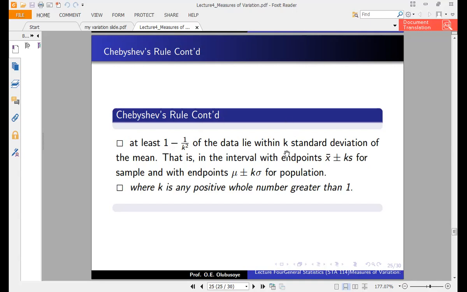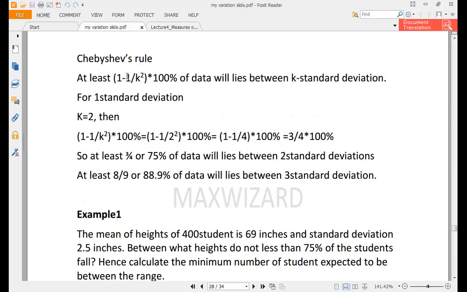This k is telling you the number of standard deviations being used, and this is the short way to write the formula: x bar plus or minus ks. So this k can be anything, provided that it is greater than 1. Assuming k is 2, that means we are deviating by 2 standard deviations, and the proportion will be 1 minus 1 over 2 squared. Look at what we have here. If k is 2, I will have 1 minus 1 over 2 squared, so I will have 1 minus 1 over 4. That will give me 3/4.